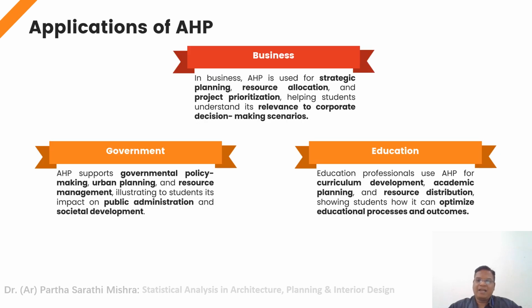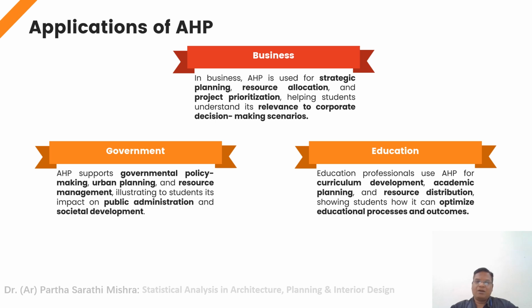Next is where we can apply this AHP process, mainly in business, where we have to work out strategic planning, resource allocations, and project prioritizations. Resource allocation means, suppose, which kind of material at what time we have to provide to the construction workers, so that they can use them in a proper or optimized way, helping students to understand its relevance to corporate decision making scenarios.